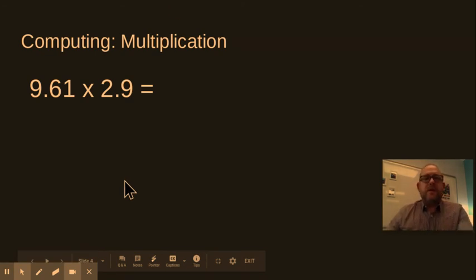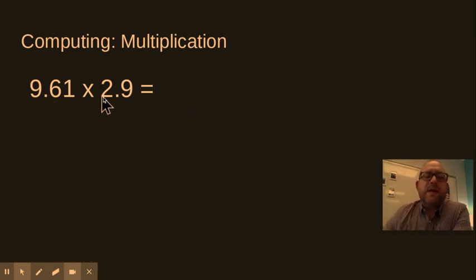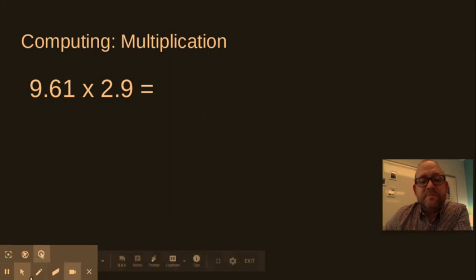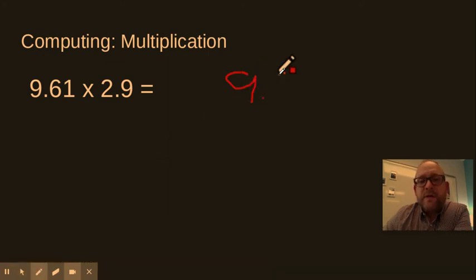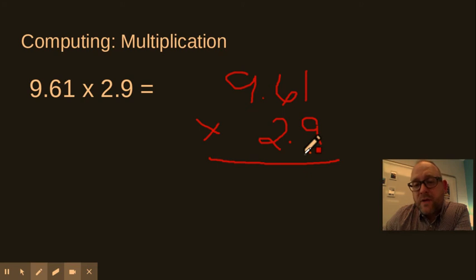Multiplication. 9 and 61 hundredths times 2 and 9 tenths. Go ahead and give that a try, and we'll work it out here in just a moment. All right, so 9 and 61 hundredths, let's rewrite over here, and 2 and 9 tenths. Now, I'm not even going to worry about lining up my decimals because it's not important when I'm dealing with multiplication and division of decimals. Remember, all I have to do is make sure when I'm multiplying that I have as many decimal places in my question as I do in my answer when I'm done. So we're going to worry about that later.